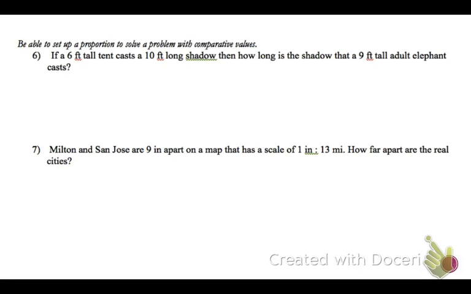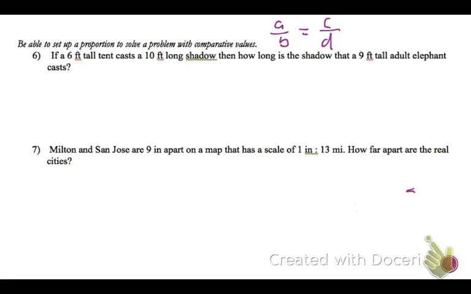Another type of problem you need to be able to do is to be able to set up a proportion to solve a problem with comparative values. Remember, a proportion is when you have one ratio set equal to another. I'll just use variables. So if a 6-foot tall tent casts a 10-foot shadow, then how long is the shadow of a 9-foot tall adult elephant?